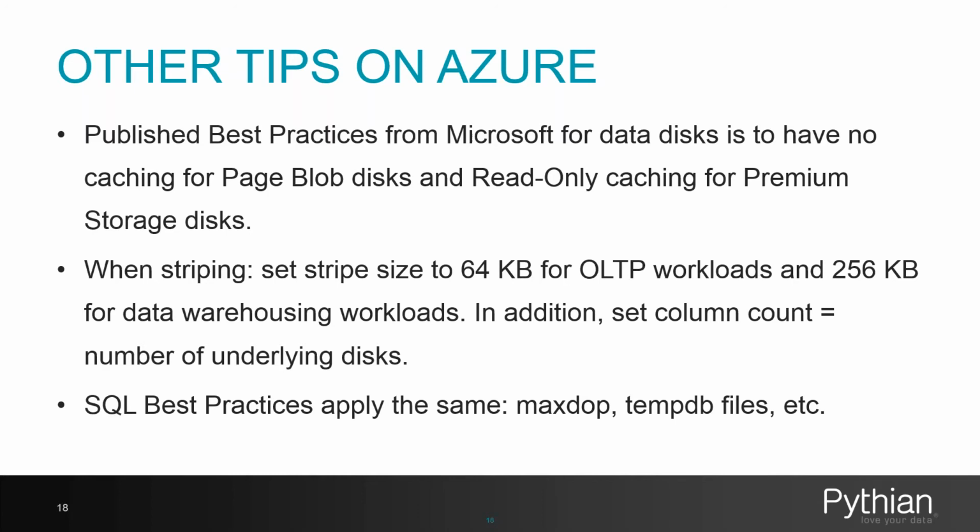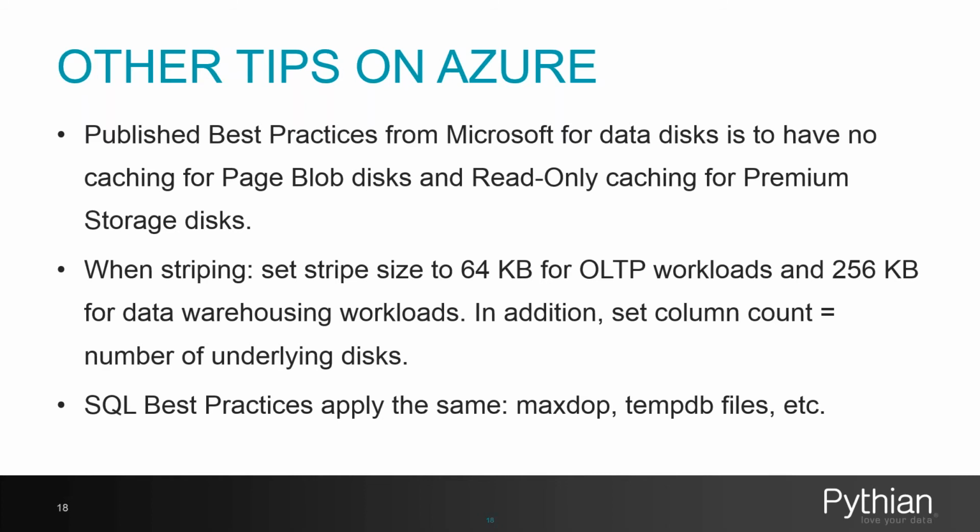If you're going to be striping, set the stripe size 64 KB for OLTP, 256 for data warehousing. Set the column count equal to the number of underlying volumes that you're mounting. You can do striping really easy with Windows storage spaces. Comes up in 2012 plus. Hopefully, if you're deploying something right now, it's on 2012 plus. Like I said, you can do this really easily with storage spaces.